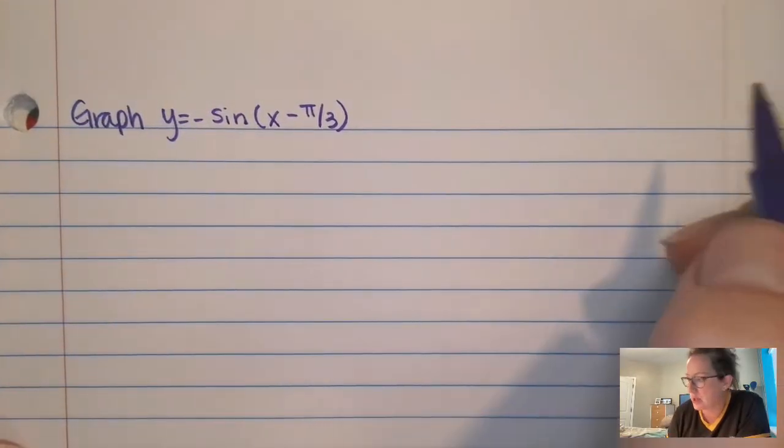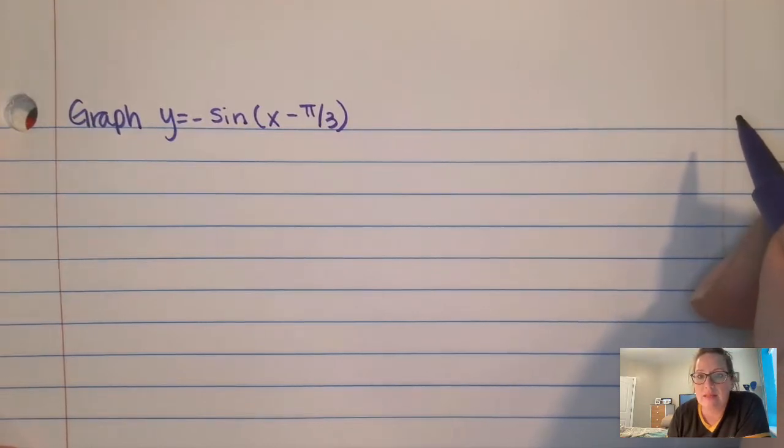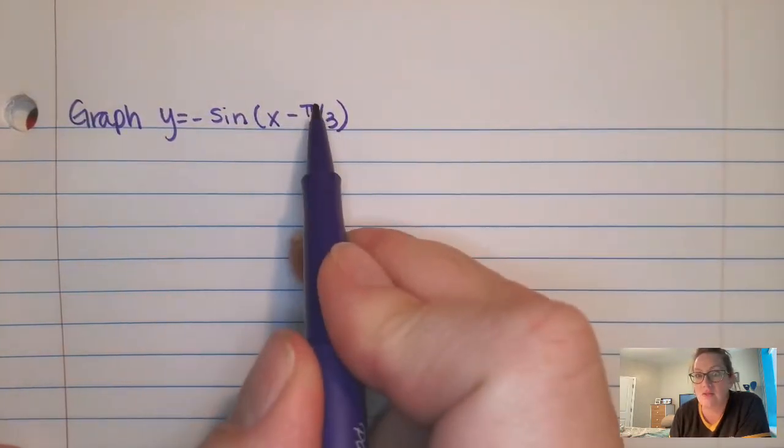So wish me luck. All right, graph y equals negative sine (x minus pi over 3). So same thing that we have been doing, except we have another little shift in here.